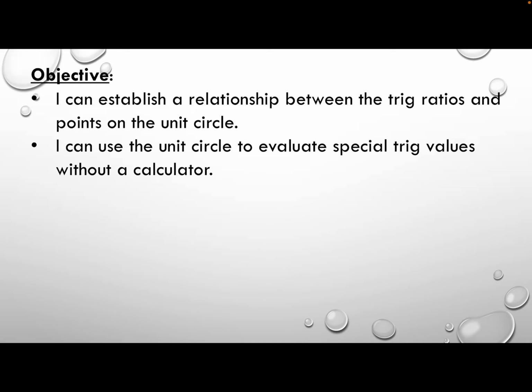In today's lesson, we will finally establish some kind of relationship, as you can see from the first objective for the day, between the trig values, the trig ratios, such as sine, cosine, and tangent, and the unit circle itself, the points on the unit circle itself. From there, because don't forget our ultimate goal was to use the unit circle to actually evaluate certain trig values without a calculator. So that's what we're going to end up doing at the end of our lesson, which also encompasses our second objective of the day.